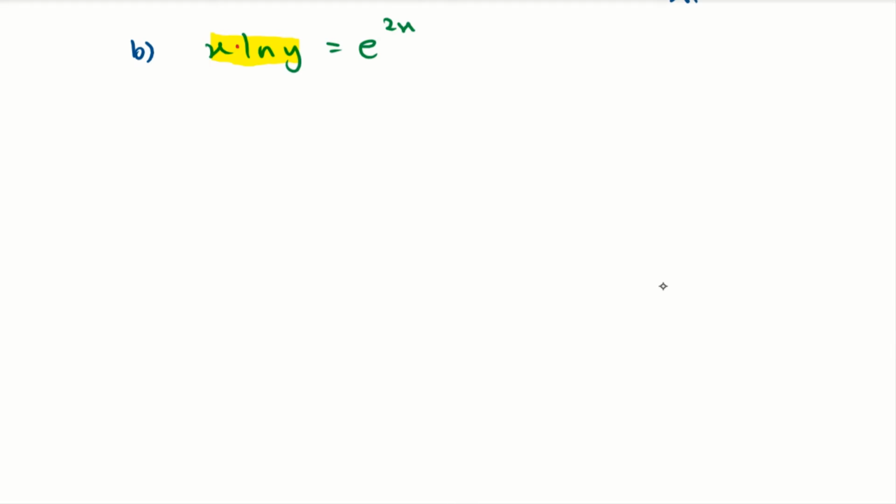So kalau ini, we must apply product rule. Untuk differentiate ni, kita kena apply product rule. Because this is as x darab dengan ln y. And then sebelah kanan ni, this is exponential function. So ini kita boleh direct differentiate using rule of exponential. Rule of differentiation of exponential function. So first kita kena buat product rule untuk x ln y.